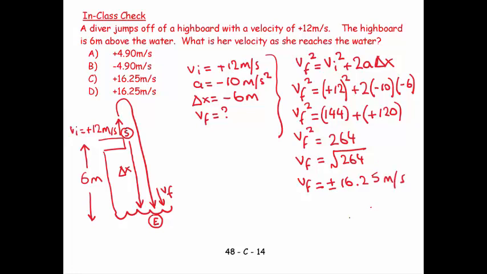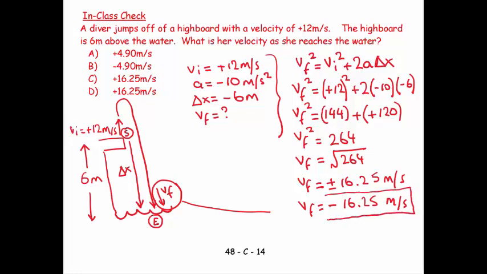Mathematically, I suppose I could leave it like that, but physically I know the difference between the positive and the negative, and I look at my diagram, and clearly the correct answer is Vf is equal to minus 16.25 meters per second. And at this stage, at this level, of course, you are expected to be able to get the sign right as well as the numerical value right.